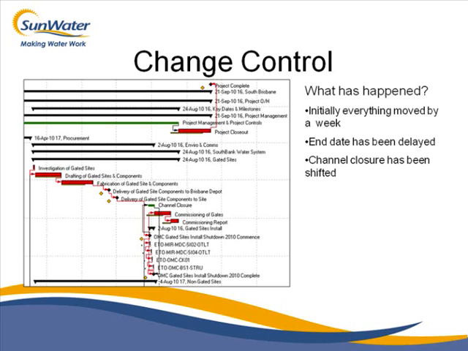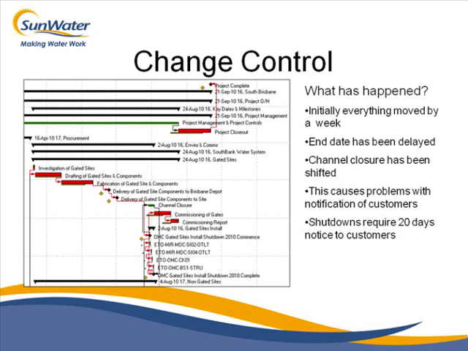The channel closures, which here's our channel closures, have been shifted, which causes problems. As we spoke about before, they require 20 days notification. So if you send out a notification, then a week later you're like, actually no, we've been delayed. They're expecting their water to be shut off in 1 week, and then it's not. It could actually cause a bigger delay, not just 1 week.